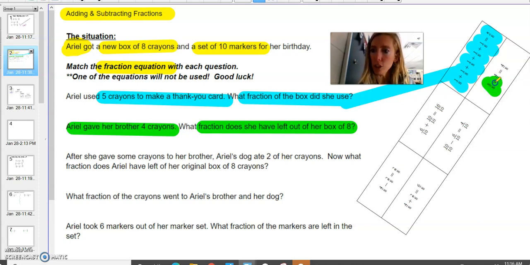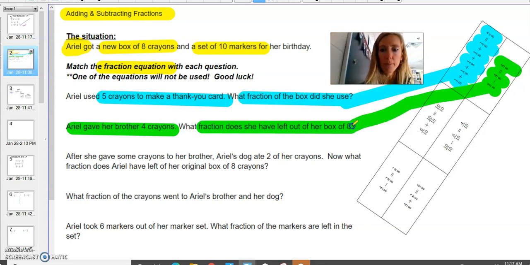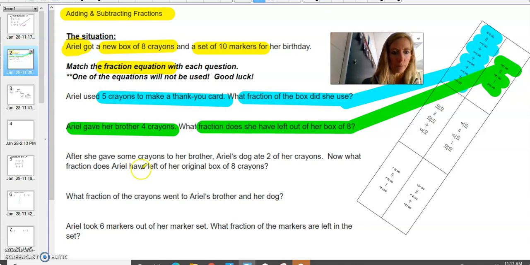But then she gave some away. How many did she give away? 4 of the 8 crayons. And she is left with 4 of the 8 crayons. 4/8. There it is. Voila. Okay, this one went with that one. Okay, we're on to the next situation.